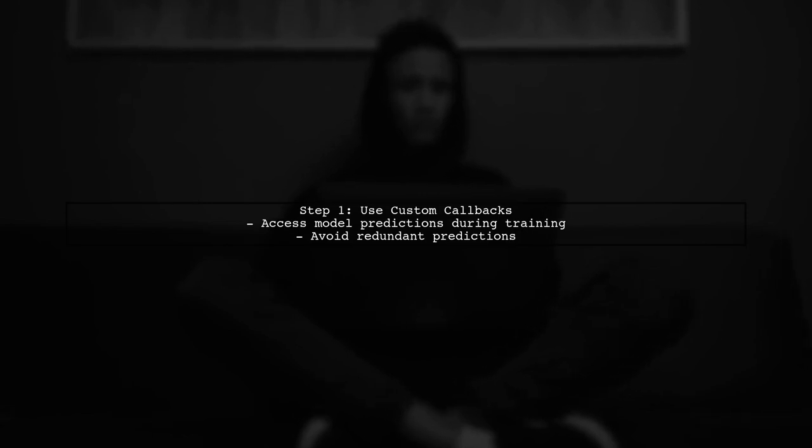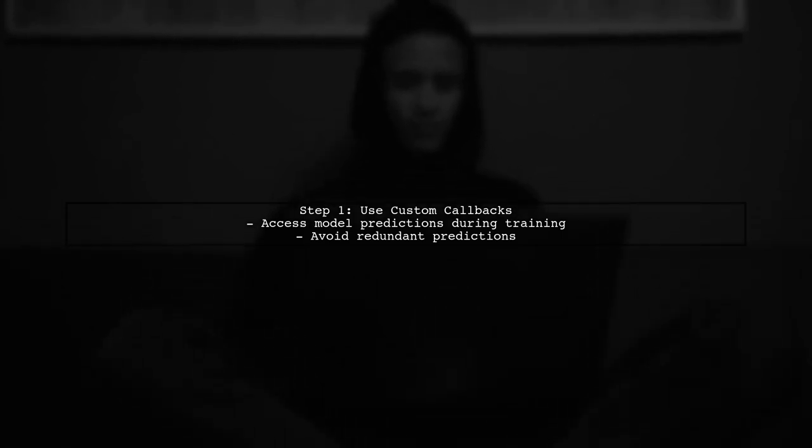So let's continue on. To extract model outputs during training in Keras, we can utilize custom callbacks. This allows us to access the model's predictions after each batch without needing to run a separate prediction step.